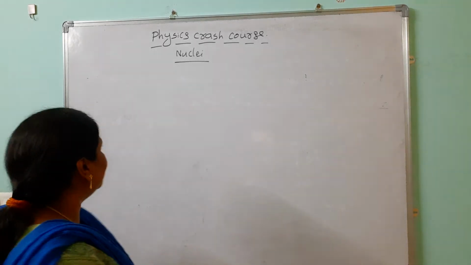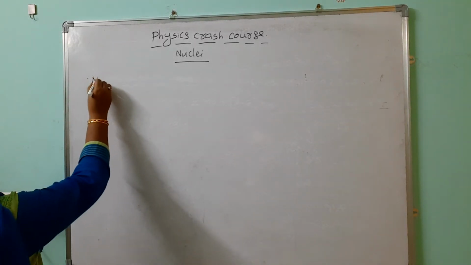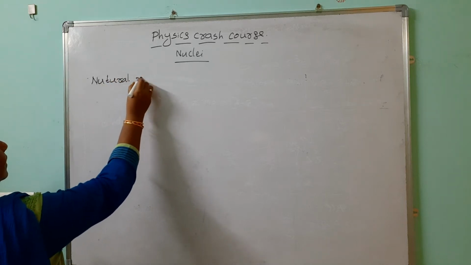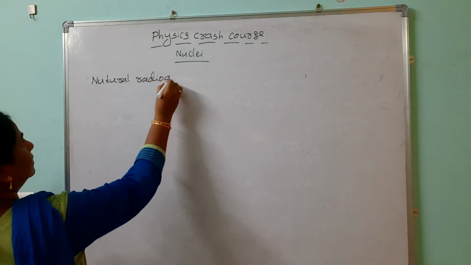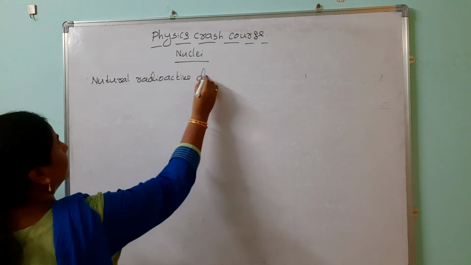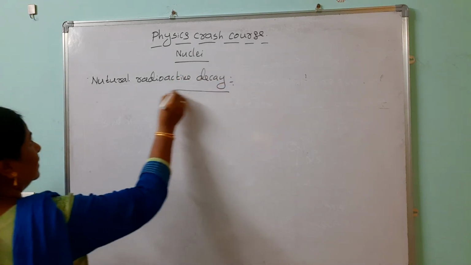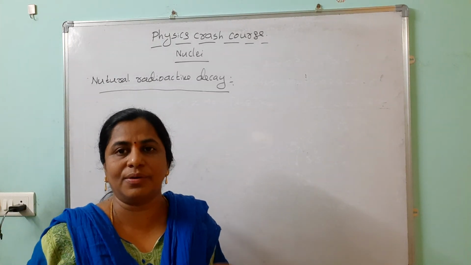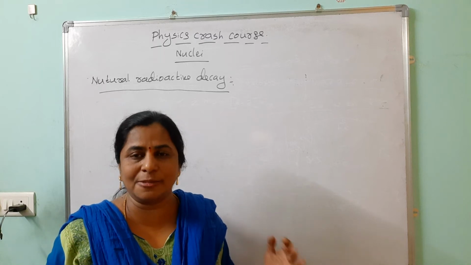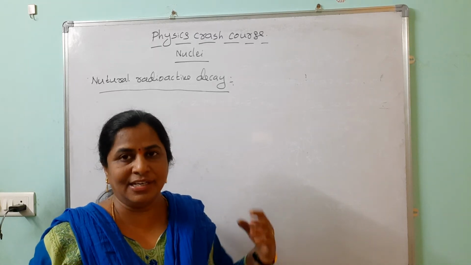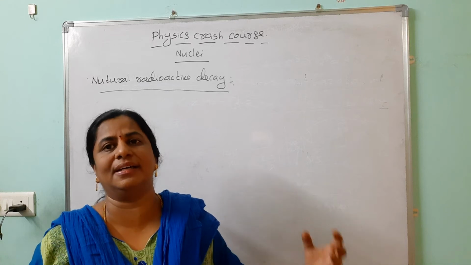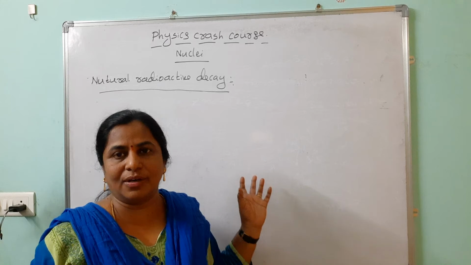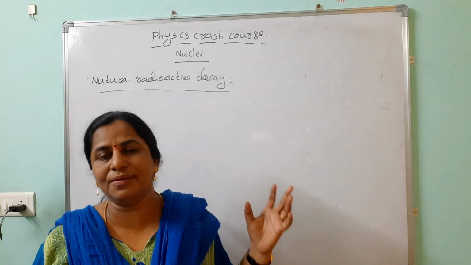Then we are going through natural radioactive decay. See, generally what happens, if the atoms are not in a stable condition, naturally they participate in the disintegration process. So they give alpha rays, sometimes beta rays, sometimes gamma rays. Finally they attain a stable nature, and that is called natural radioactive disintegration.